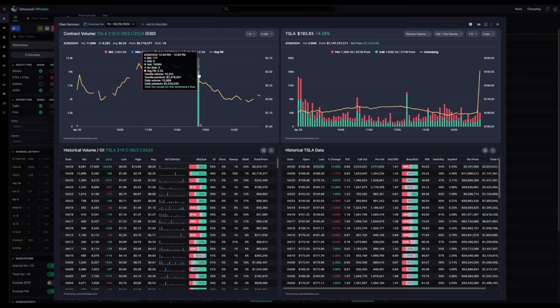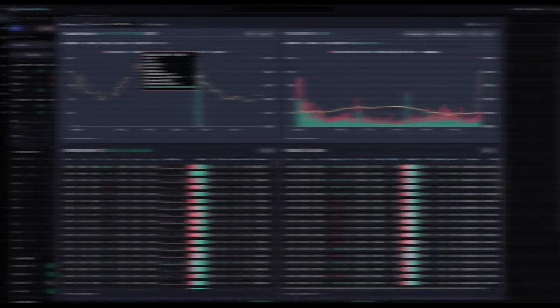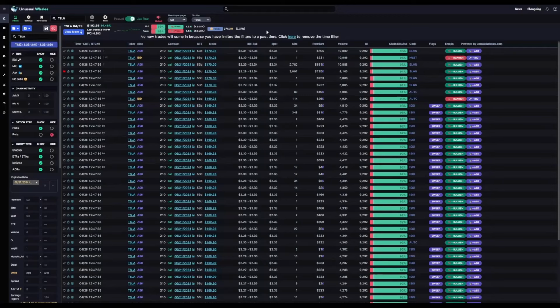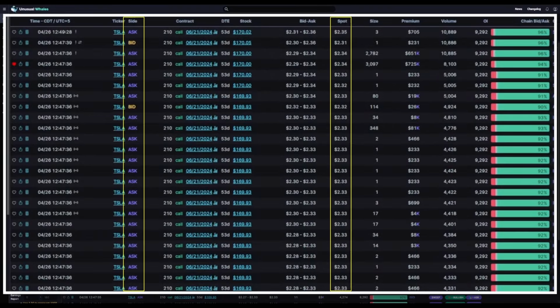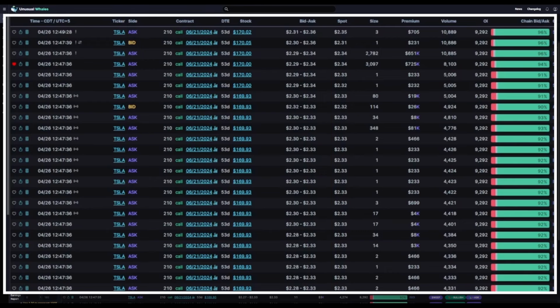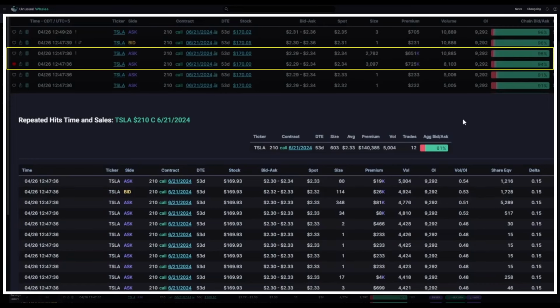So let's go ahead and click on that volume candle for the 5-minute interval between 12:45 and 12:50 p.m. Central. Doing so automatically takes you to the flow feed with the filter set to that exact time frame. In the feed here, we can clearly see the repeated ask side orders on the contract filling at 233 to 234 per contract. The transactions also triggered a repeated hits alert, which was followed by two large transactions.